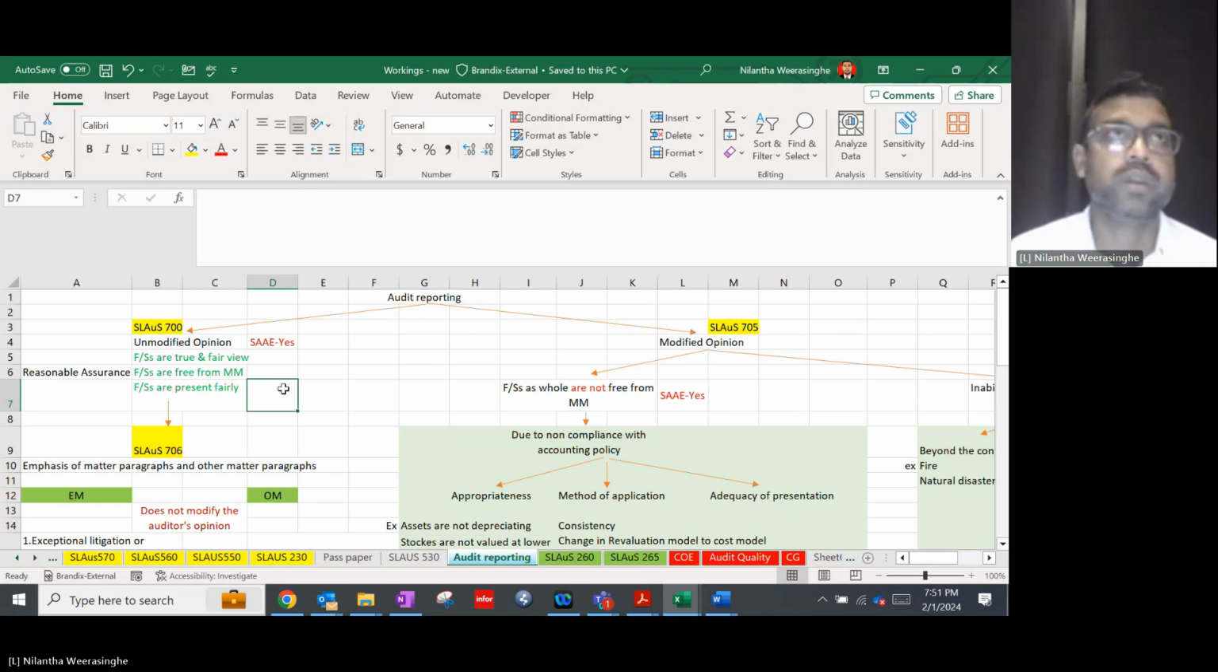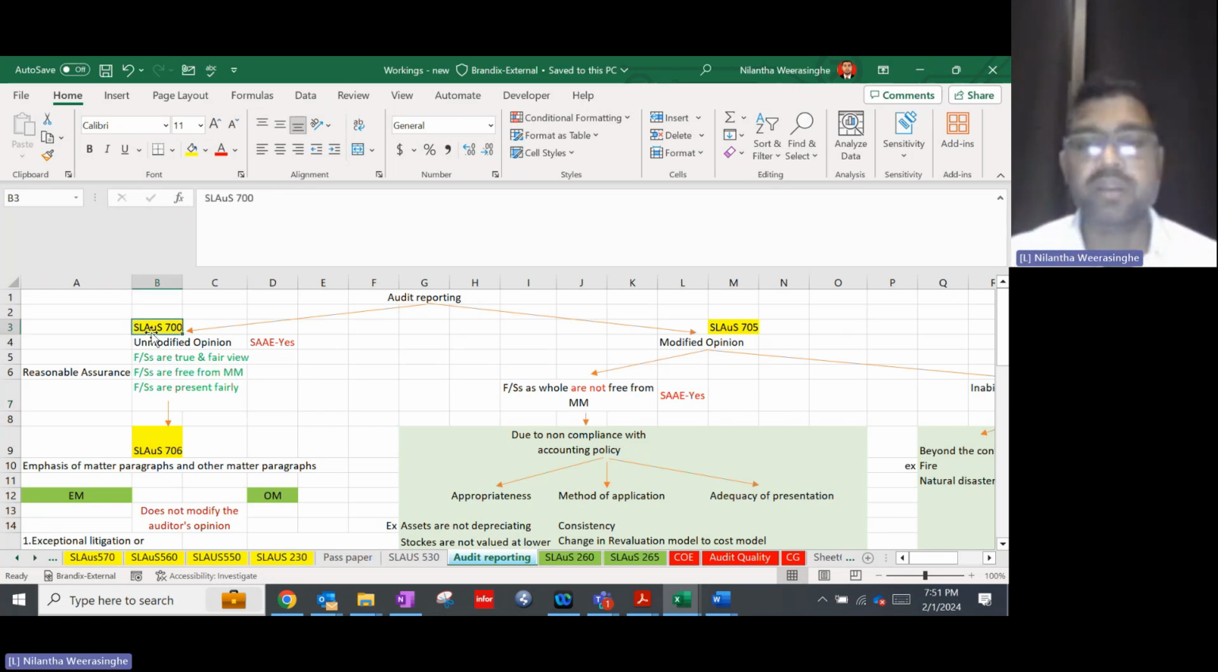In the auditor's report, there are 15 or 16 elements. I'm not going to go through the audit report format, which is there in your study pack. Of course, if you have gone into classes, definitely in those notes you can see the elements of the audit report. But the content is what? You will deliver an unmodified opinion. This is the way of delivering. SLSA 700 is that.